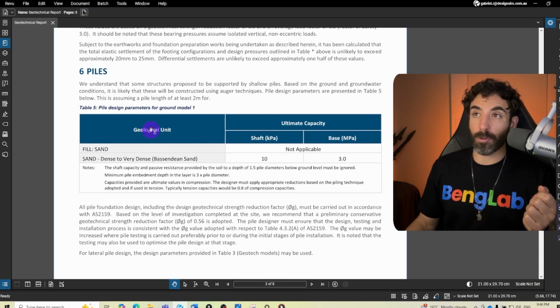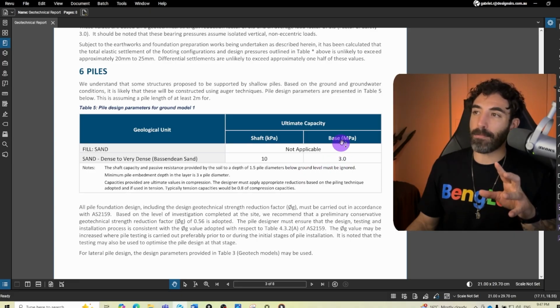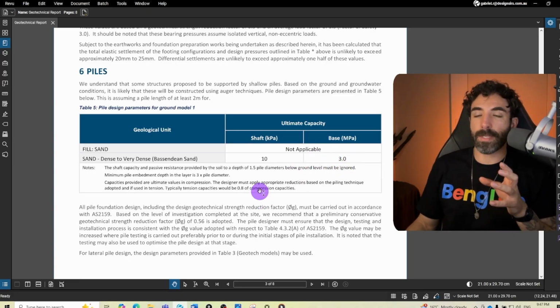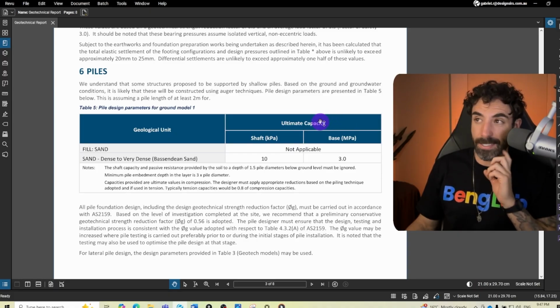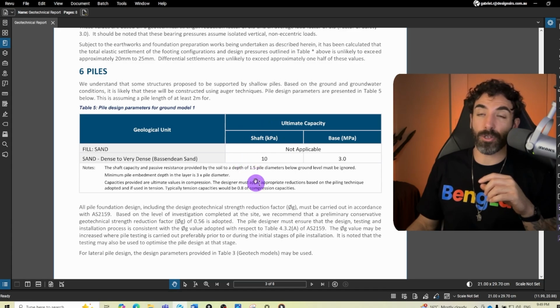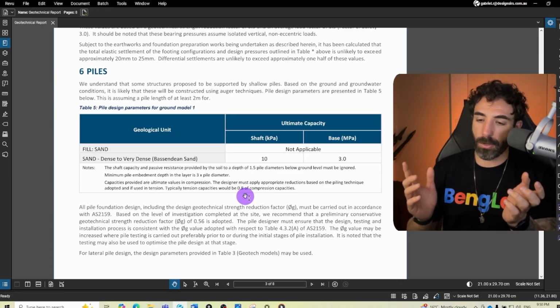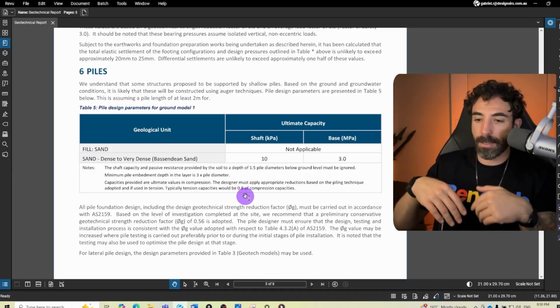Now we're talking about piles, and we've been given a shaft capacity of 10 kPa and a base capacity of 3 MPa. And notice that this is ultimate capacity, so there are no safety factors applied to these values. That's because allowable bearing capacity would vary depending on the type of pile that you're using. For example, you might get a better shaft capacity if you're using driven piles instead of bored piles in sand. You probably don't want to use bored piers anyway in sandy soil because the soil will keep collapsing, will keep caving in as you drill.